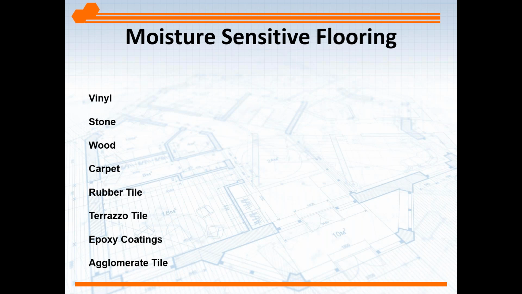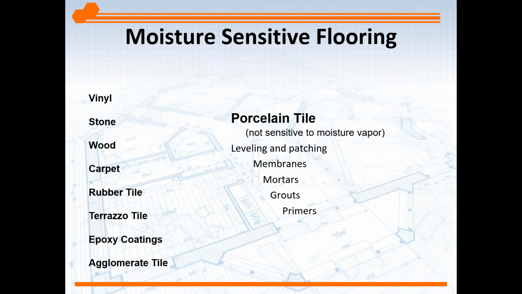Take a look at the left there. We see a variety of flooring types, floor coverings that can have problems if there's excess moisture leaving the concrete slab. The flooring product itself can deteriorate, or often too, the adhesive, the setting material underneath that flooring product can also suffer. Now, if we take a look at porcelain tile, it's not as sensitive to moisture vapor.